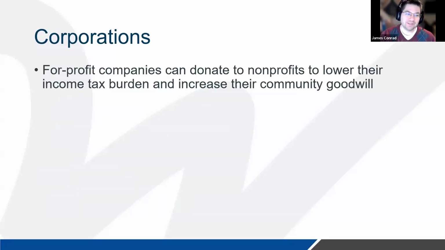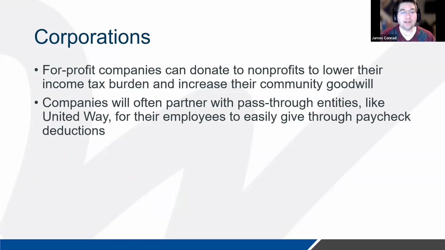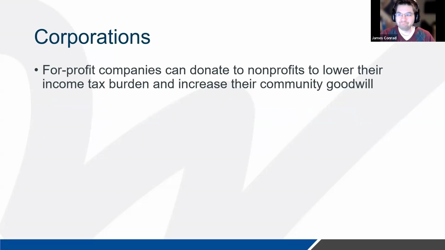So as I mentioned with corporations, for-profit companies can donate to nonprofits, which lowers their income tax burden and increases their community goodwill. But as some of you have experienced through workplace giving, they will partner with pass-through entities like United Way. United Way is a very typical setup where you can give through your paycheck. Community Shares here in the Madison area is another organization that works like that. So there are multiple ways for corporations to get in on the funding strategies.